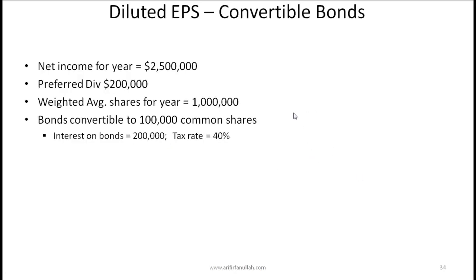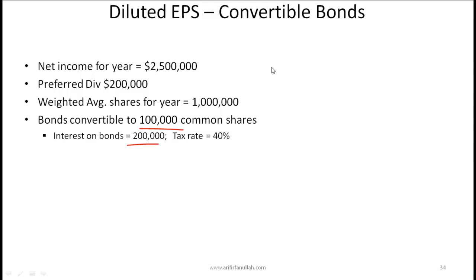Now let's see what happens with convertible bonds. So the first three bullets are like what you've seen before. Let's say that the company has convertible bonds which are convertible to 100,000 common shares, and the interest on those bonds is 200,000. The tax rate is 40%. How will we calculate the diluted EPS?